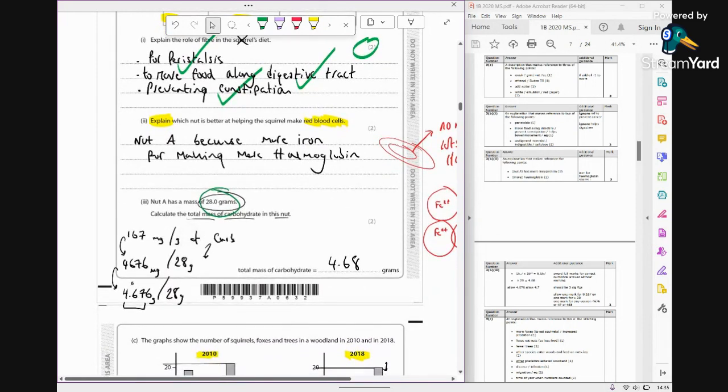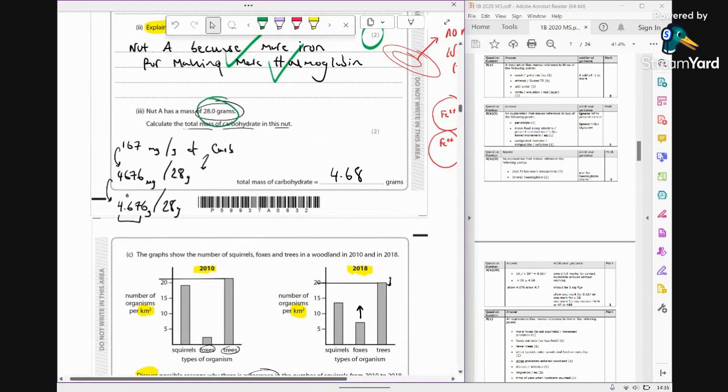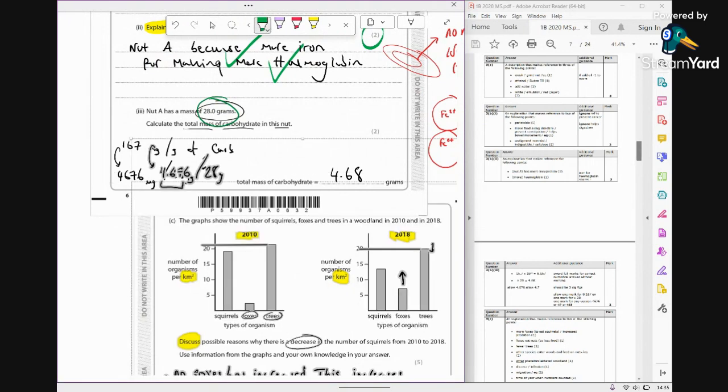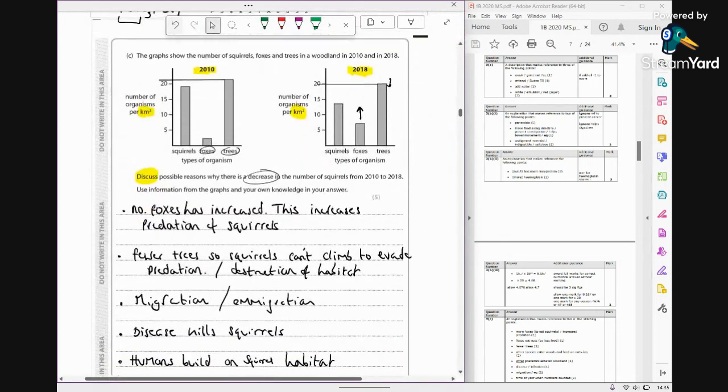Nut A, because more iron for making hemoglobin. Yeah, more iron, hemoglobin. Bingo. Nut A, so the mass is 4.68. Good. Whoops, didn't mean to do that. So 2 marks there. Good. We're full steam ahead.